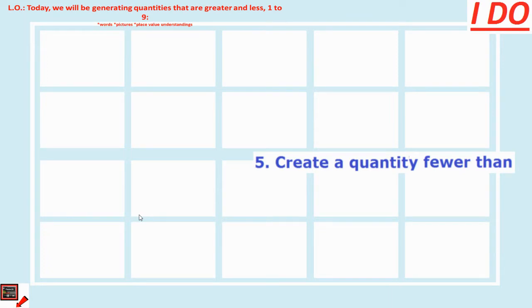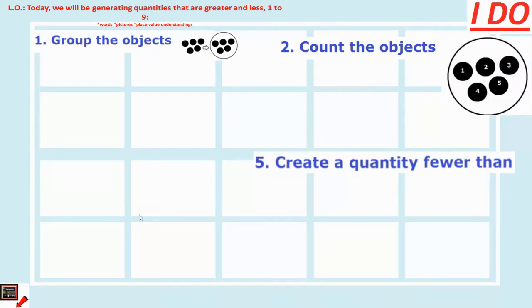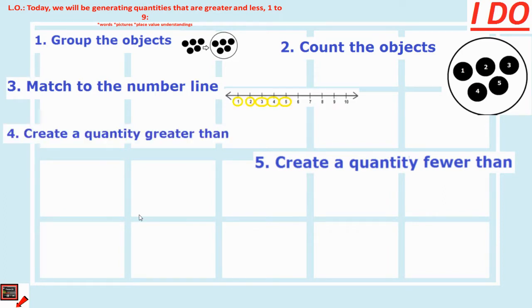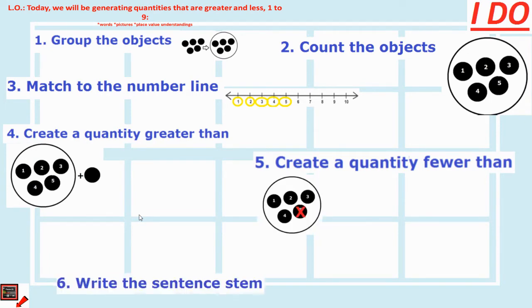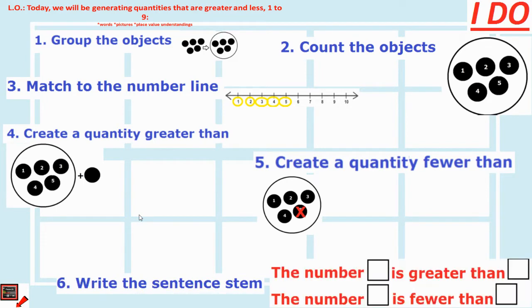Alright, so today what we're going to be doing is generating those quantities that are greater than and less. We're going to first group objects. We have a bunch of objects and group them together. Number 2, we're going to count those objects. 1, 2, 3, 4, 5. Number 3, we're going to match them to a number line. Number 4, we're going to create a quantity that's greater than it. So if it's 5, we're going to go one more. And number 5, we're going to create a quantity that's fewer than, so we're going to take one away. And then 6, we're going to finish that sentence stem and write. So the number blank is greater than blank, or the number blank is fewer than blank.